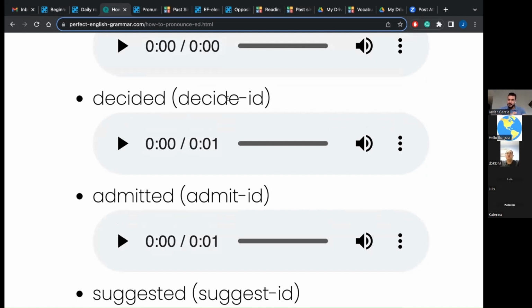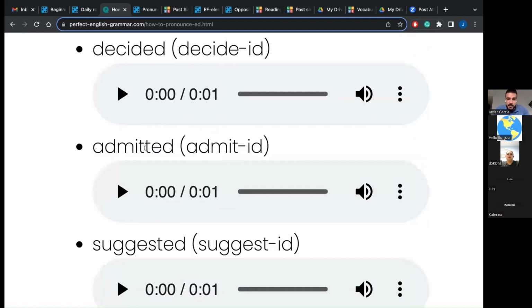Because you say the last letter is E. What's going on? The last letter is E. It doesn't have a D, it doesn't have a T. Yes, but the last letter is E and it's silent. So since it's silent and we're going by sound of the letter, then the D applies, right? Since the D applies, we pronounce it like this, decided, correct?